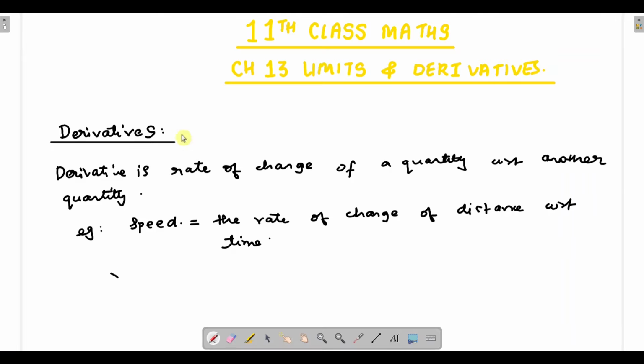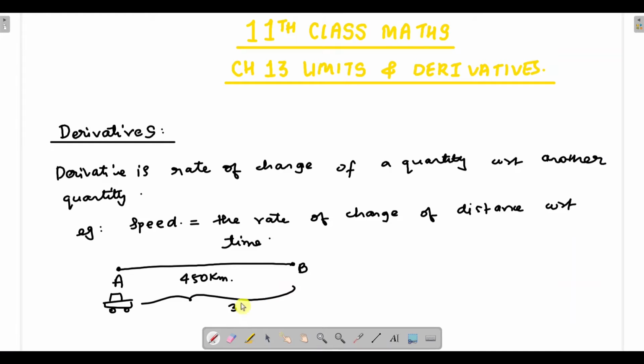So for example, if there is a place called A and there is a place called B here, and suppose we have the distance between A and B as 450 kilometers, and a car travels from A to B in 3 hours, then the speed of the car will be nothing but distance divided by time, so you will get 450 divided by 3 hours, and that will be 150. So I mean, he is driving too fast here.